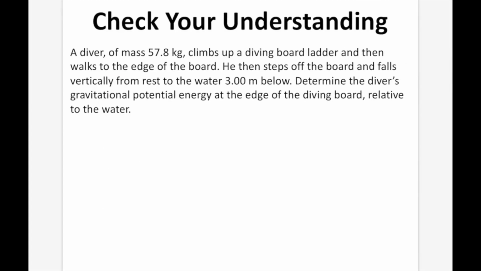Check your understanding. A diver of mass 57.8 kilograms climbs up the diving board ladder and then walks to the edge of the board. He then steps off the board and falls vertically from rest to the water 3 meters below. Determine the diver's gravitational potential energy at the edge of the diving board relative to the water. So if that's the diving board, and we have the water down here, then we're going to have a height here, and that height we're told is 3 meters. And we have our diver, I'm going to draw him as a box, and he's 57.8 kilograms. So we need to determine the diver's gravitational potential energy, Eg, relative to the water.